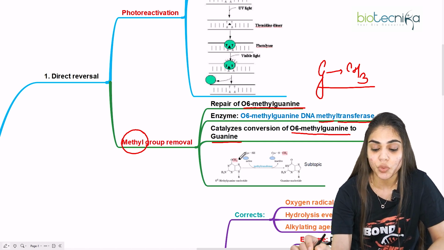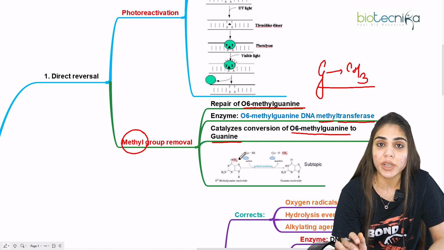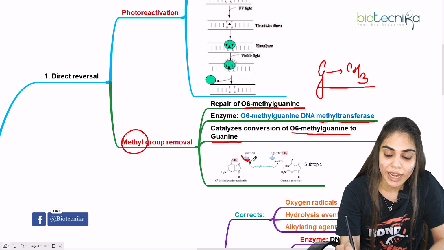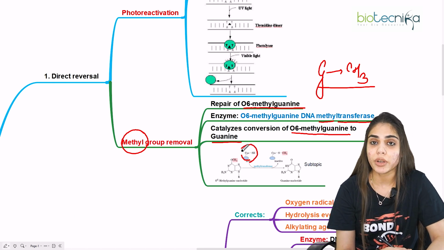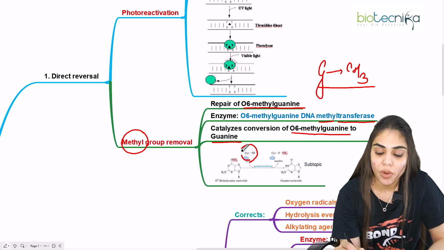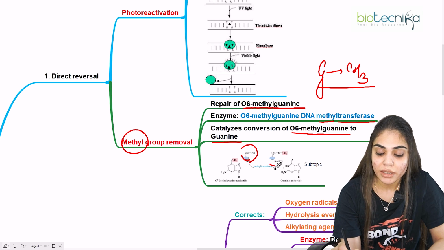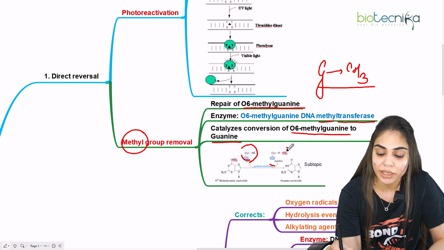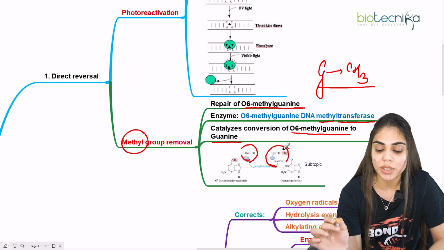DNA methyltransferase. And this DNA methyltransferase is activated because it contains a cysteine residue in its active pocket. You can see here, it contains a cysteine residue in its active pocket, which is an amino acid. And once this activated form acts on this methylated guanine, it becomes inactive, because you can see this CH3 group from guanine is now added to its active pocket, and hence it becomes inactive.